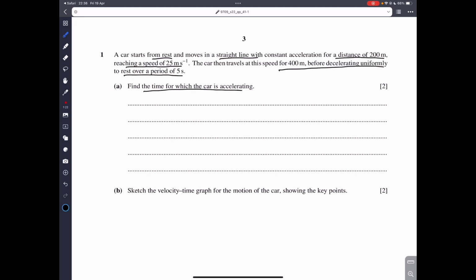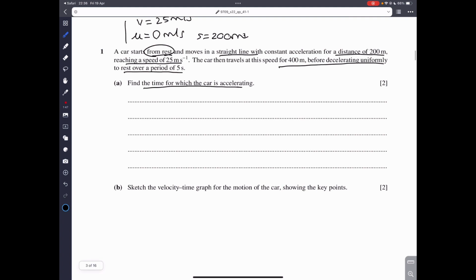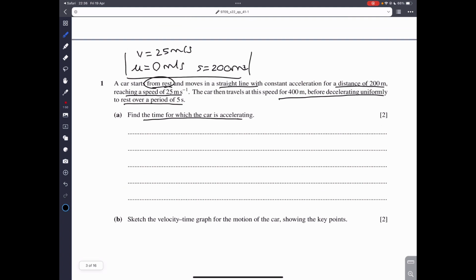Okay. So from rest, we know that the car has an initial velocity, represented by u, of 0 meters per second. The distance that it moves is 200 meters, and the final velocity that it reaches is 25 meters per second. The car then travels at that speed, u equal to 25 meters per second, for another 400 meters, and then it decelerates for a period of 5 seconds, so t is equal to 5 seconds.